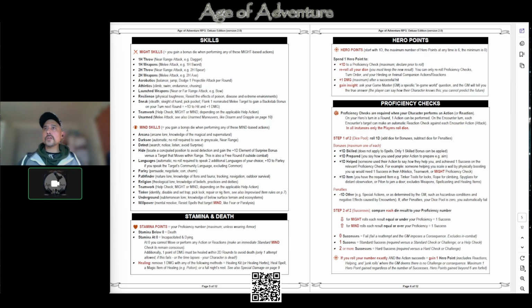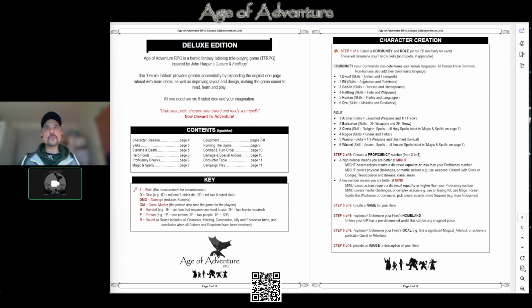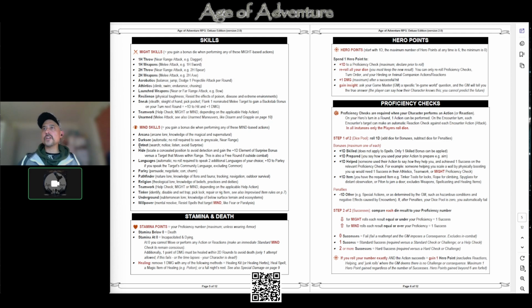Mind skills, you get a bonus die in. I think actually the elf was skilled in Pathfinder. Let's have a look. Yeah, Pathfinder. So there's a good example. So elves are skilled in Pathfinder. So Pathfinder is a mind skill.